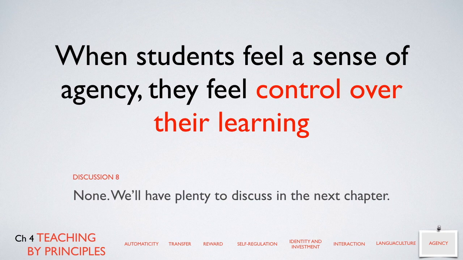The definition by Duff, and given to us on page 84, is perfect and says that agency is people's ability to make choices, take control, self-regulate, and thereby pursue their goals as leading potentially to personal or social transformation. Basically, when students feel a sense of agency, they feel control over their learning. We'll talk about this more in the next chapter, so I'll leave it at that for now.